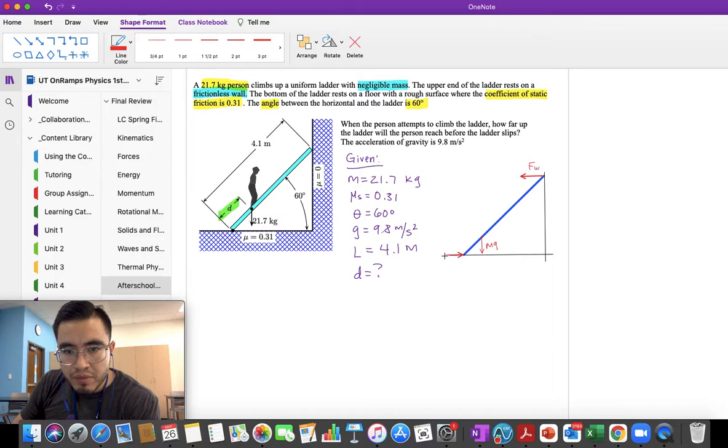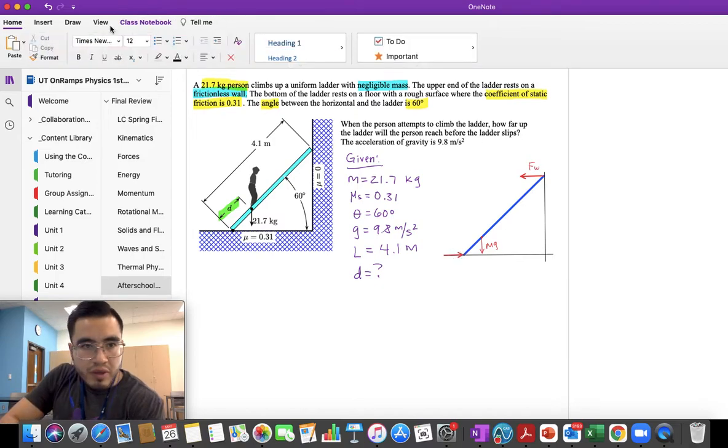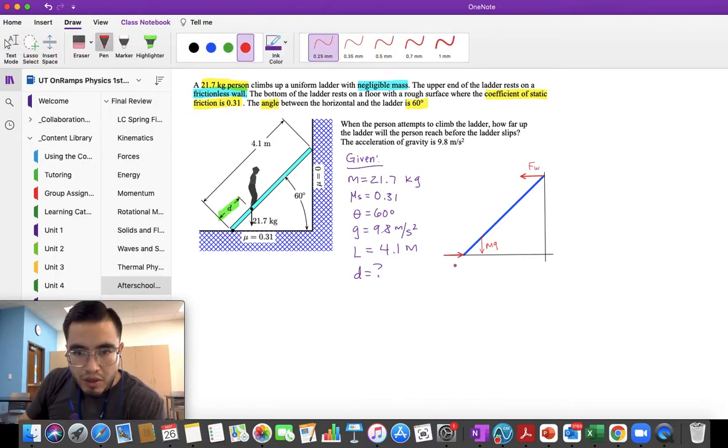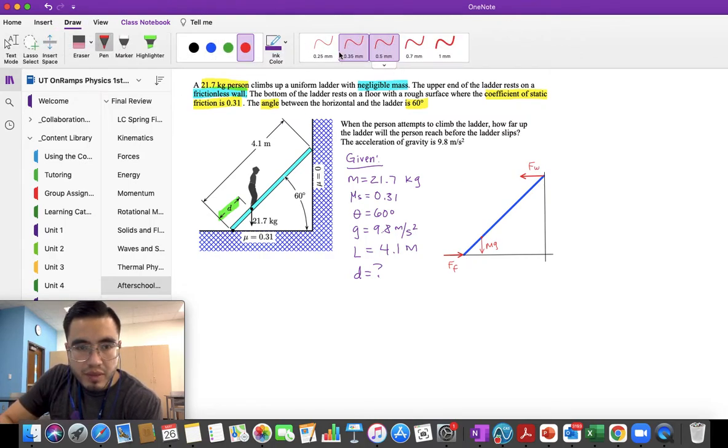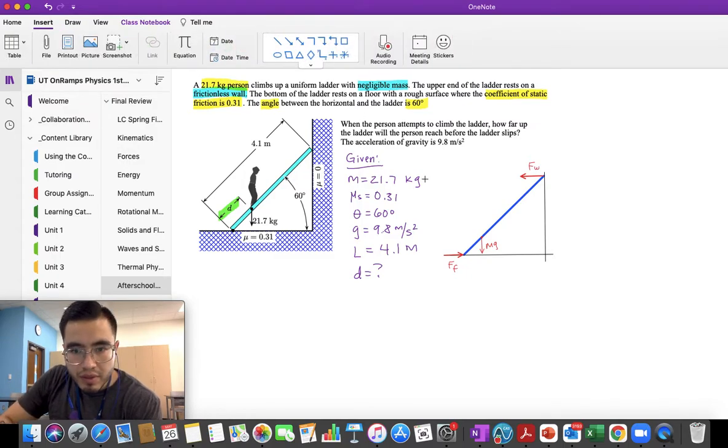There you go. I'm going to call this one force of friction. And we have one more. Since we have a weight here and the ladder is also resting on this floor, we need a normal force that is going against this weight. So then we'll add the force normal.